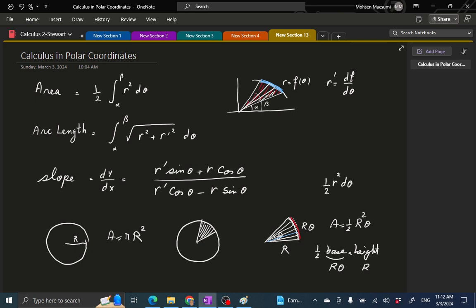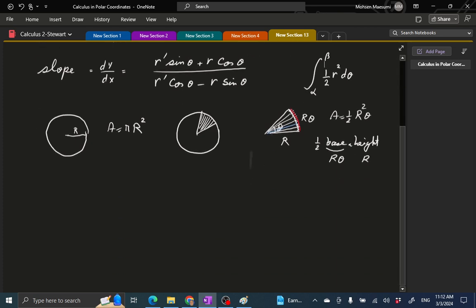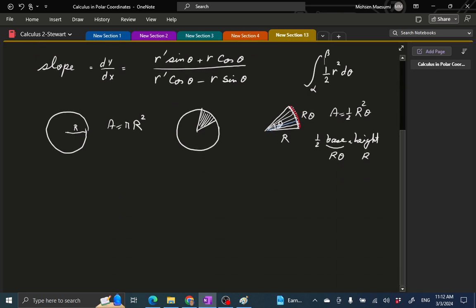So for each sector we have 1/2 r squared d theta, and then to add them we start from the starting angle to the ending angle. Again, the smaller angle and a bigger one, and that gives us the area formula. So let's go ahead and practice this in some standard examples.